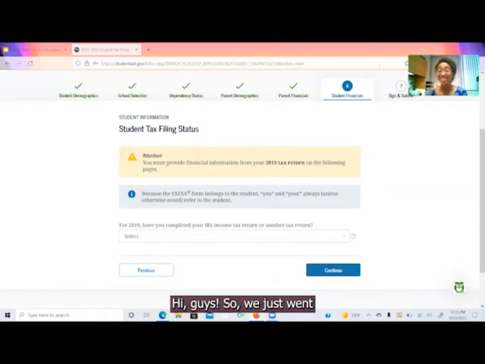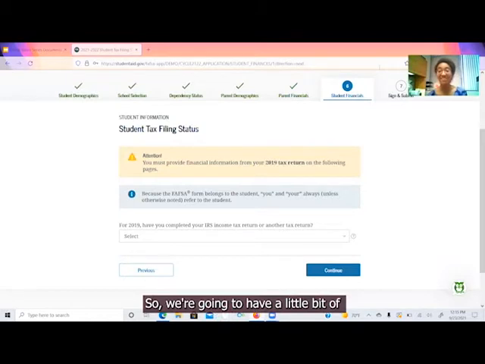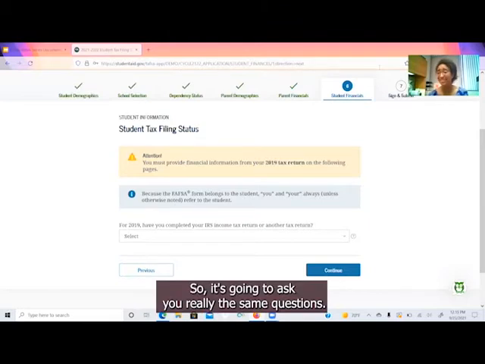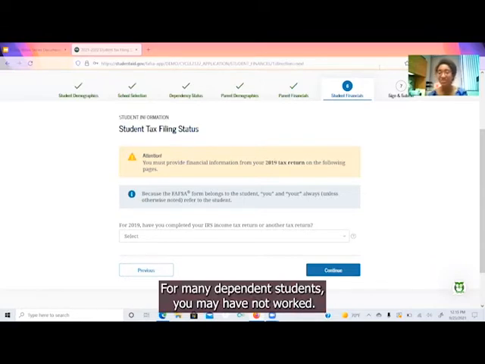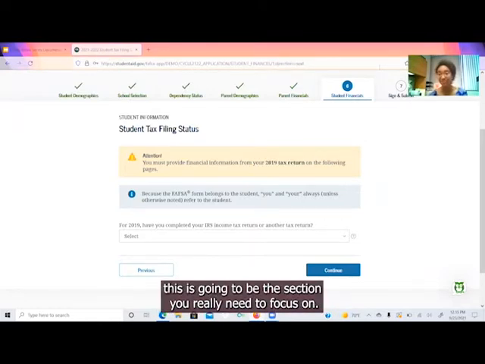Hi guys. So we just went through the parent financial section and it's going to look very familiar. So we're going to have a little bit of deja vu as we go through the student financial section. It's going to ask you really the same questions, but the only thing is now it applies to you as the student. So did you work a job? For many dependent students, you may have not worked. For some, you may have. And for independent students, this is going to be the section you really need to focus on.